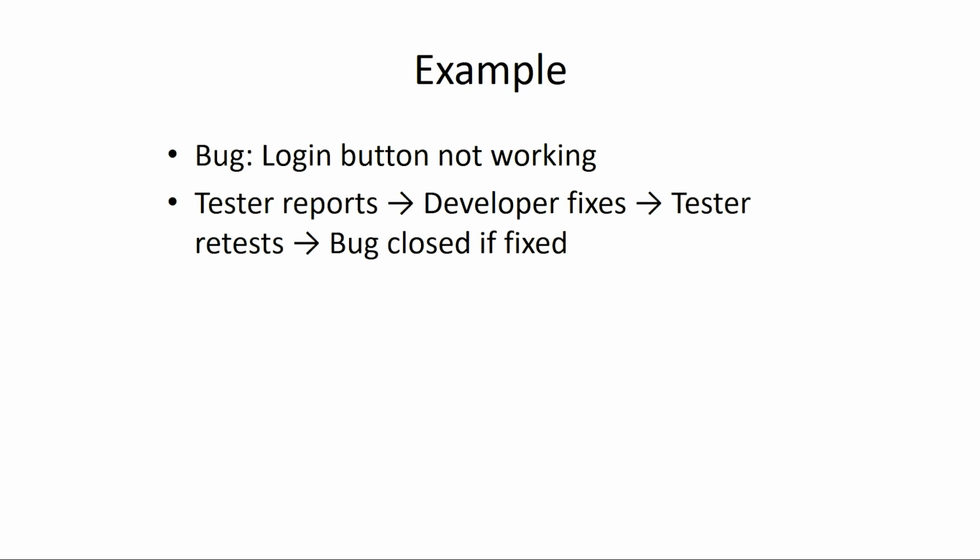This is an example bug: login button not working. Suppose you open a login page and the login button is not working. So the tester will report this bug to the developer and the developer will fix this issue. After fixing this issue, you need to retest and verify whether this bug is resolved or not. If this bug is fixed, you need to mark it closed.